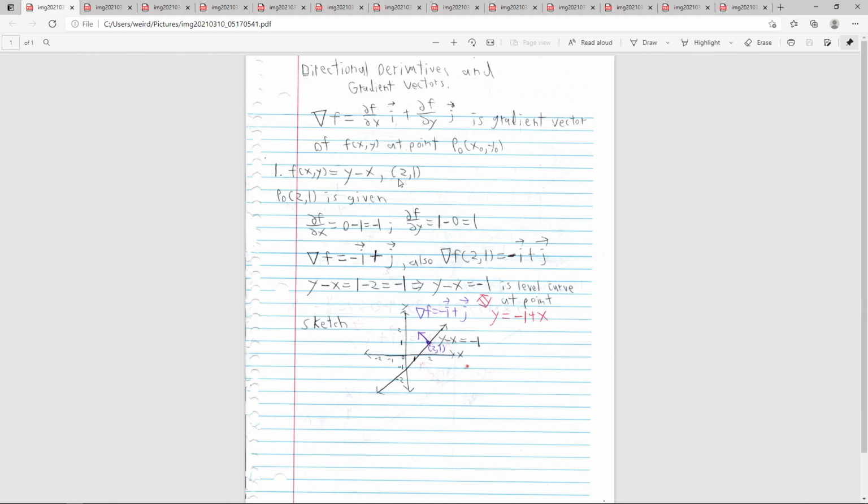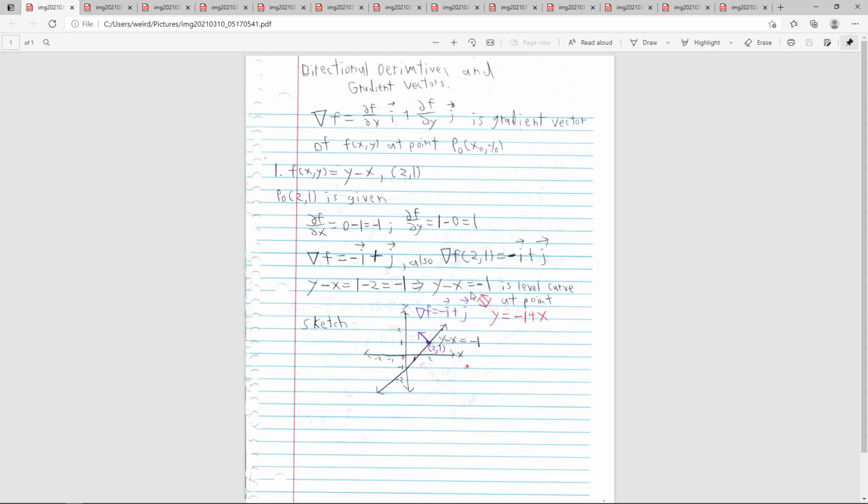So y minus x at (2, 1) is the function, and so p0 is (2, 1). But it doesn't matter for this one, because you take the two partial derivatives and you get negative 1 and 1, so negative i plus j. Then you plug into this formula: negative i plus j. Maybe make a note there.